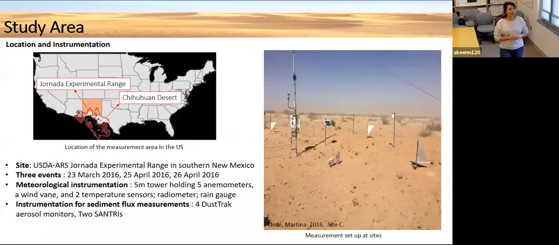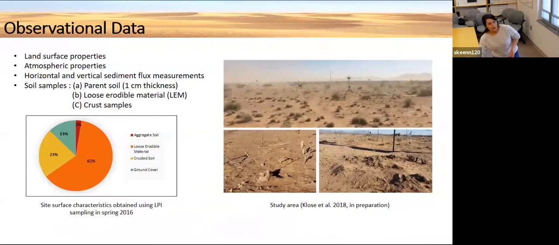So our study area was located in the Jornada Experimental Range in southern New Mexico, and we just worked on three events: the 23rd of March 2016 and two events in April 2016. Here in this picture, you can see how the instruments were deployed in the area. So we had some meteorological instruments and some sediment flux measurement instruments. We had some instruments to measure the vertical and horizontal flux.